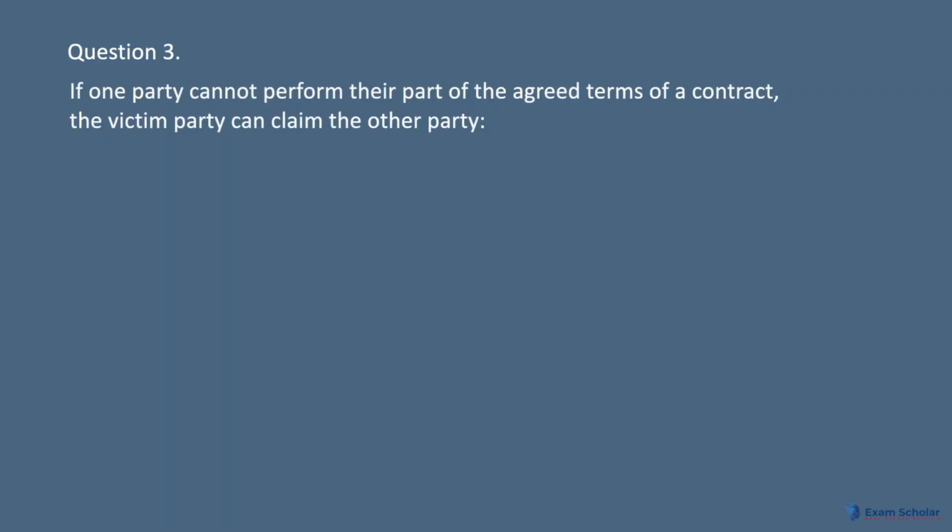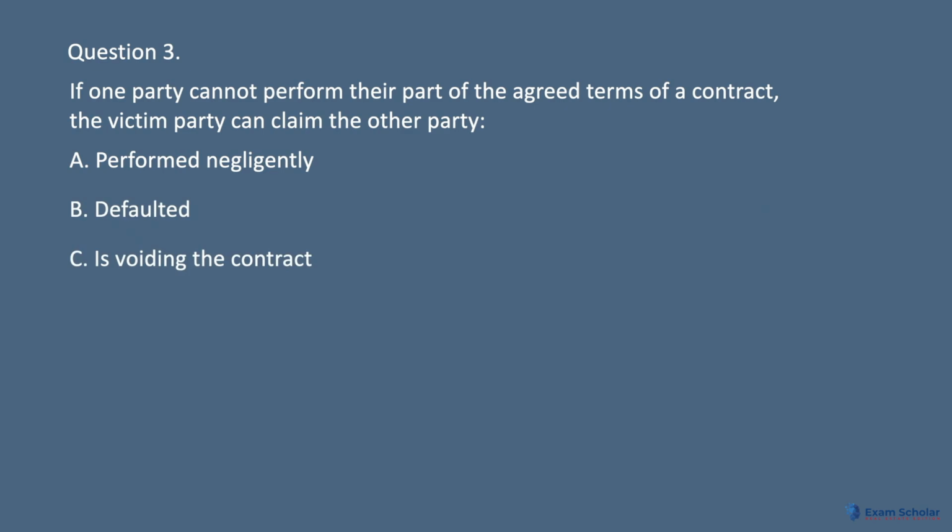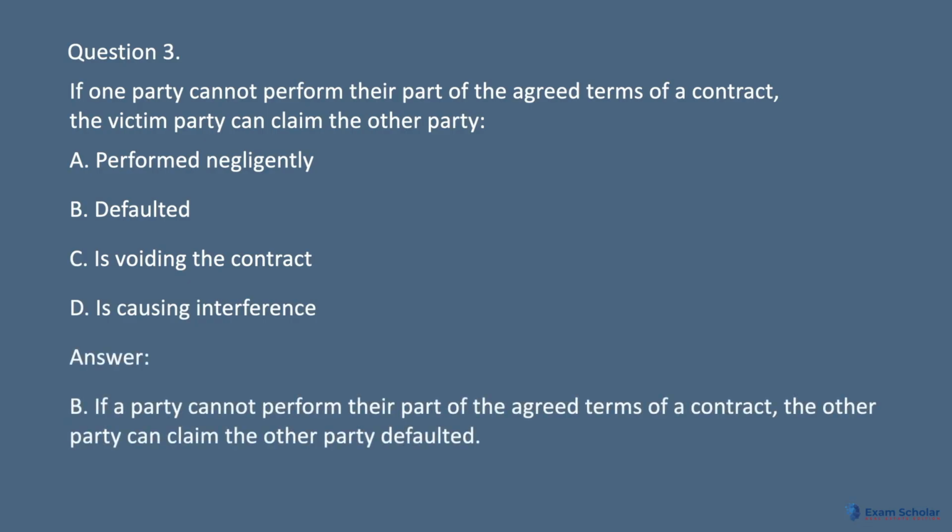Question 3. If one party cannot perform their part of the agreed terms of a contract, the victim party can claim the other party. A. Performed negligently. B. Defaulted. C. Is voiding the contract. D. Is causing interference. Answer B. If a party cannot perform their part of the agreed terms of a contract, the other party can claim the other party defaulted.